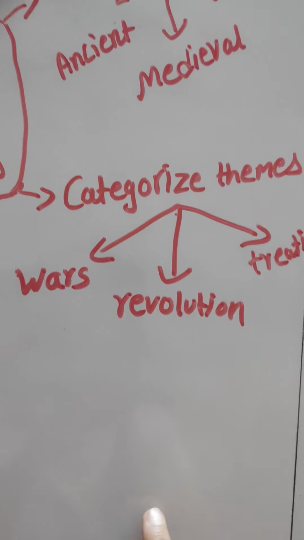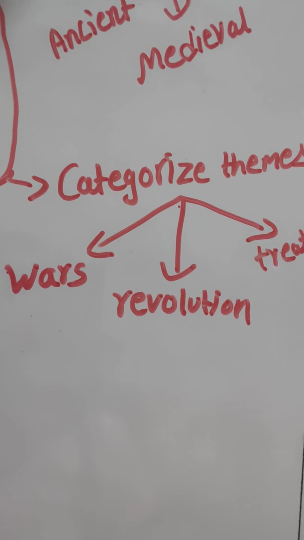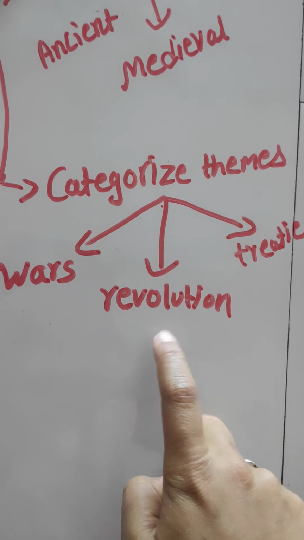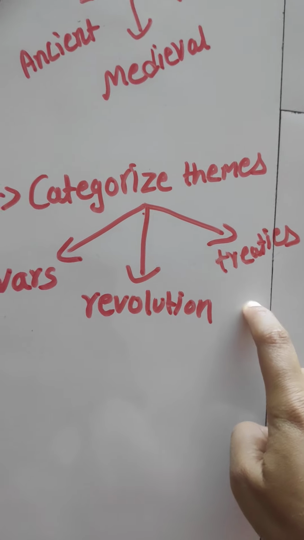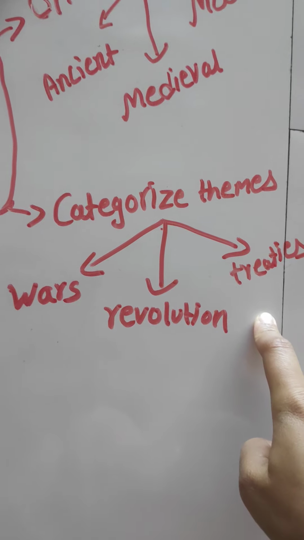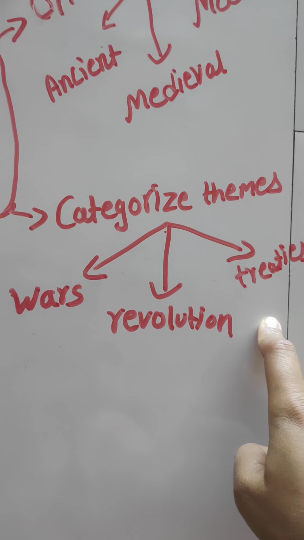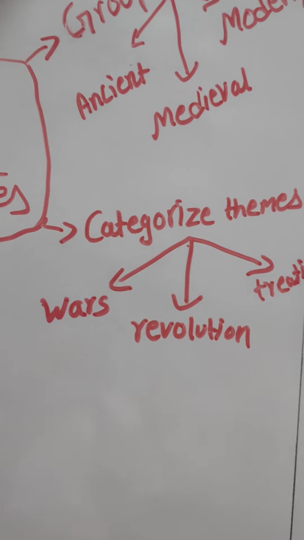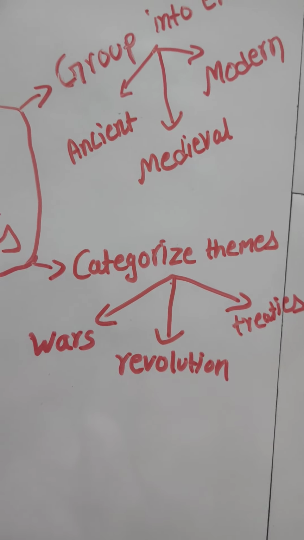Second, categorize the themes. Categorize the dates into whether it's wars, revolutions or treaties, like the Treaty of Versailles and so on. So they will not get mixed up with each other when you categorize or group them.